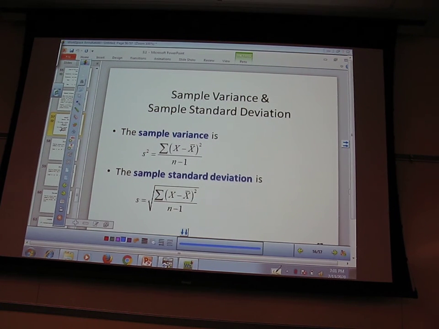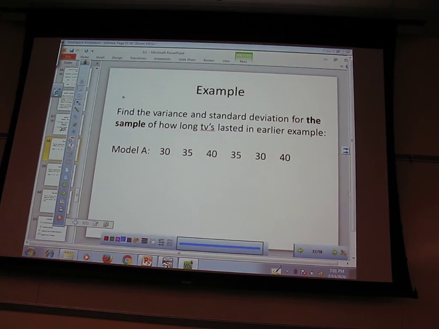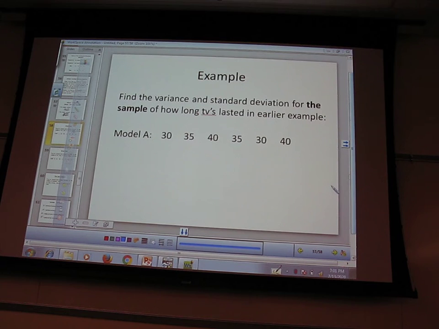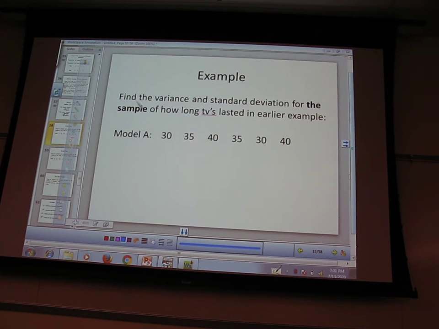So let's take a look at an example. Find the variance and standard deviation for the sample of how long TVs lasted in the earlier example. I will do the first one with you. What was our sample mean again for this? You guys remember? 35. X bar is 35.